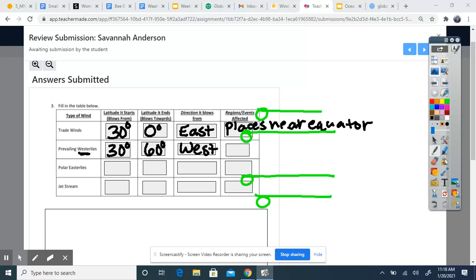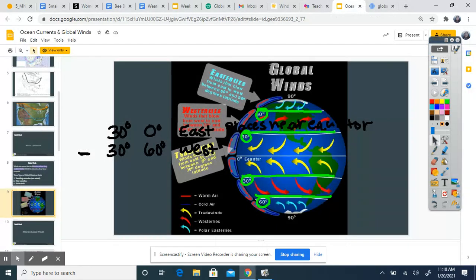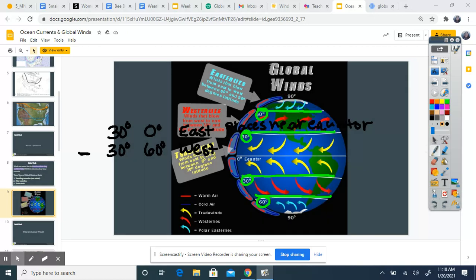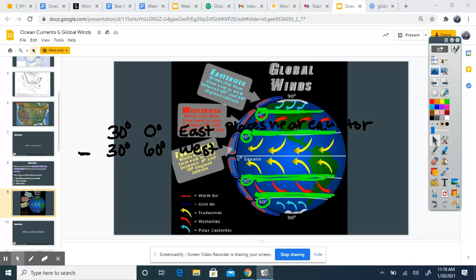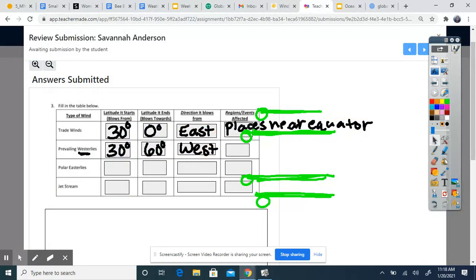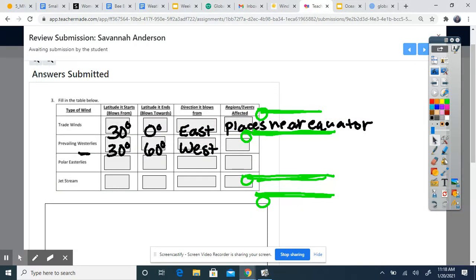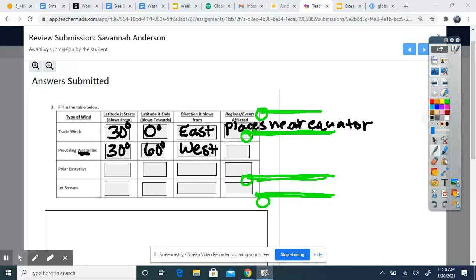And the places impacted, if we go back to our map, we can see, sorry, I've got writing everywhere, but within these two green lines here, we have the United States. So that's one place that you can put for places impacted. Just going to put US. So then you guys will look at the polar easterlies and the jet stream.